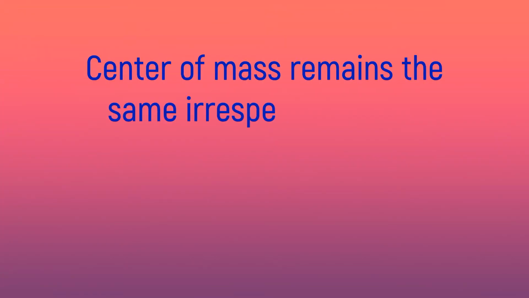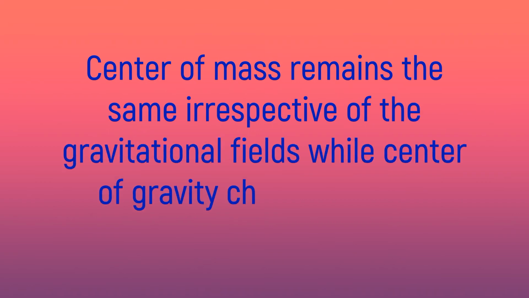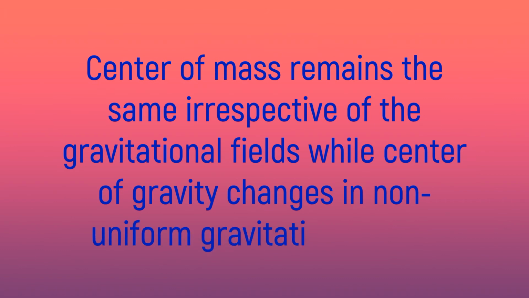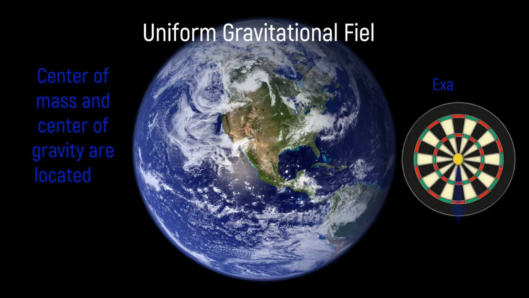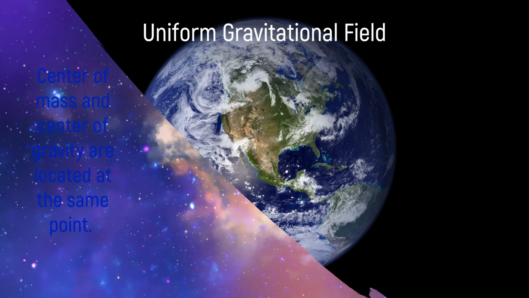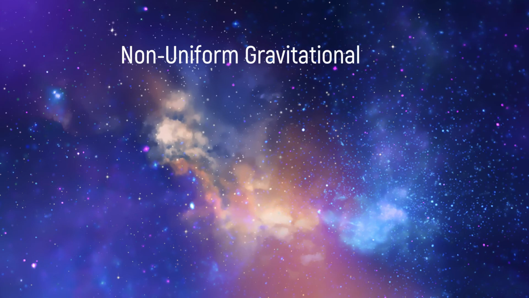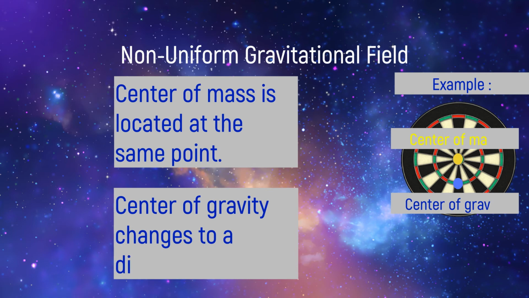There is only one difference between center of mass and center of gravity, and that is, center of mass remains the same irrespective of the gravitational field, while center of gravity changes in a non-uniform gravitational field. In a uniform gravitational field like the surface of Earth, the center of mass and center of gravity of objects are located at the same point. In a non-uniform gravitational field like space, the center of mass remains at the same point while center of gravity changes to a different point.